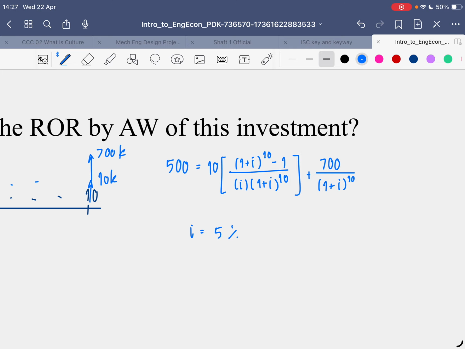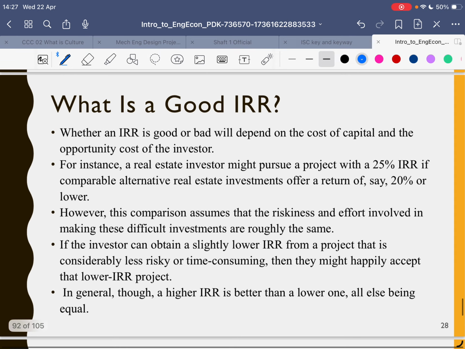What is a good IRR? That's a very tricky question. There's no answer for how large an IRR is considered good. Whether an IRR is good or bad will depend on the cost of capital and the opportunity cost of the investor. For instance, a real estate investor might pursue a project with 25% IRR if comparable alternative real estate investments offer a return of 20% or lower.